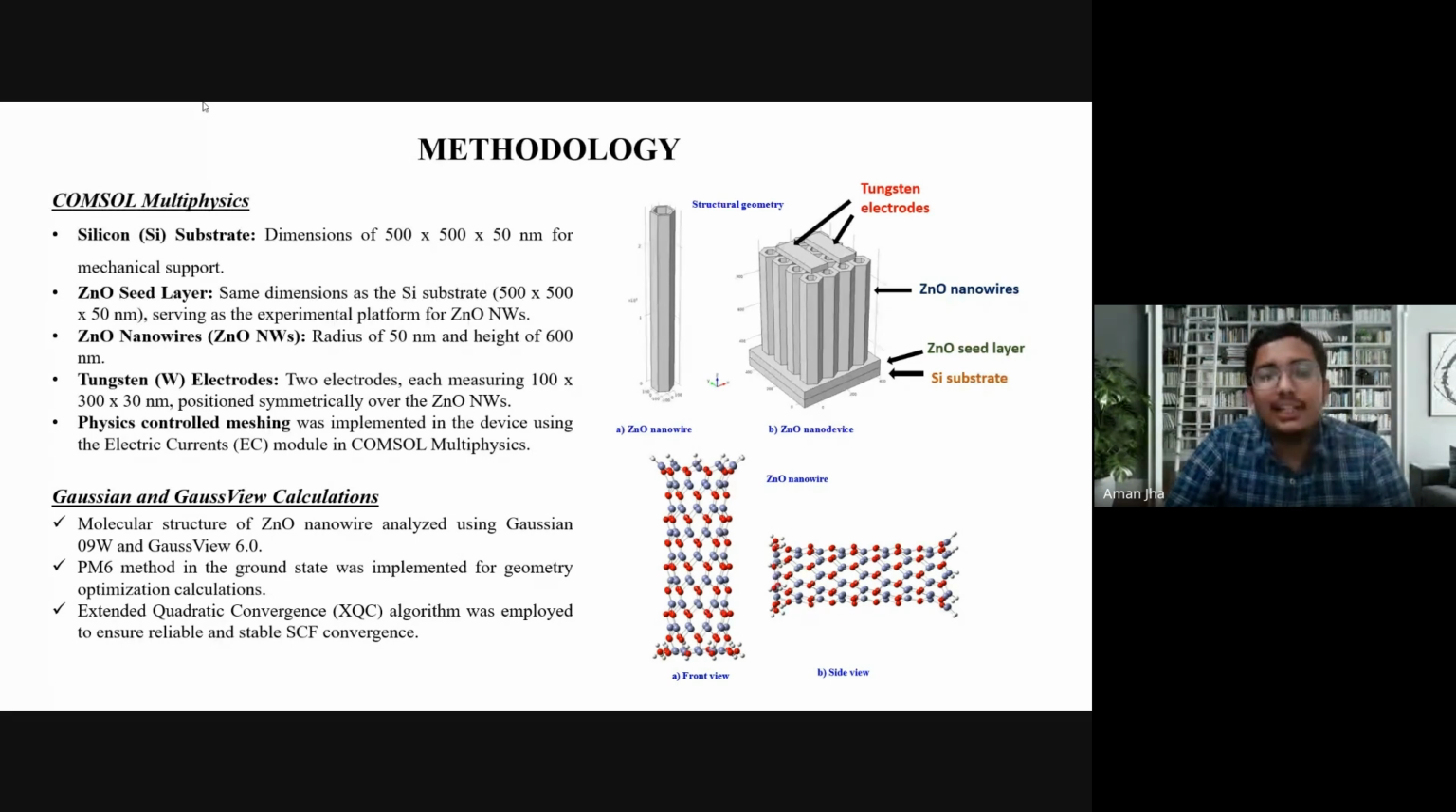In the Gaussian and GaussView calculation, the entire thing was performed in the ground state using the PM6 method for optimization of the geometry. An extended quadratic convergence algorithm was used to ensure reliable and stable convergence.